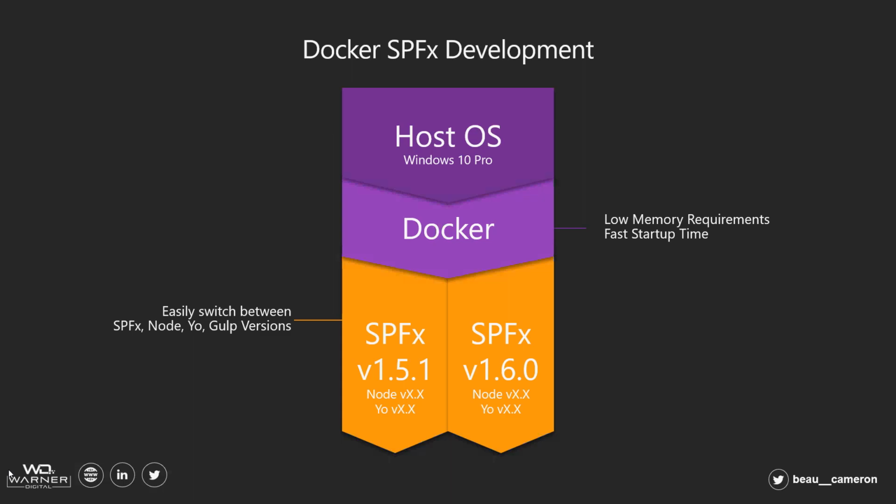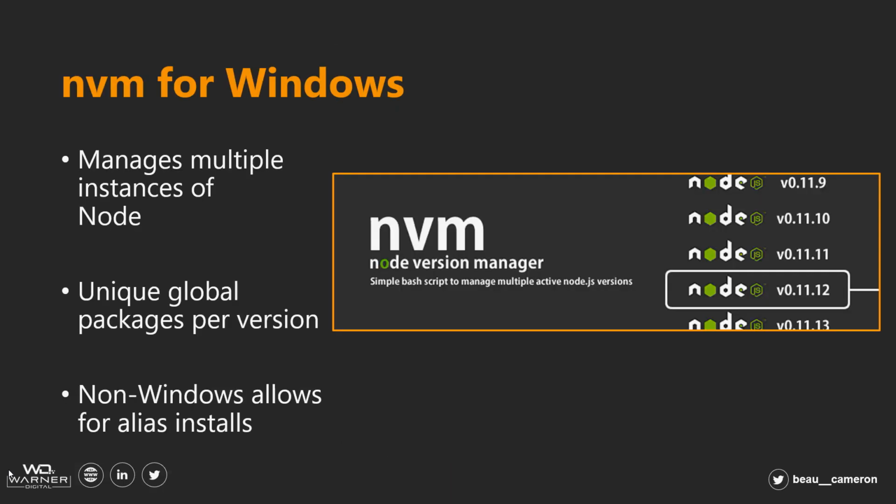Sometimes some folks don't necessarily want to use Docker. There are times where it could potentially conflict with Hyper-V. Another option for isolation is what's called NVM. NVM stands for Node Version Manager, and it is mostly used for changing between versions of Node, as you can see in the graphic here.